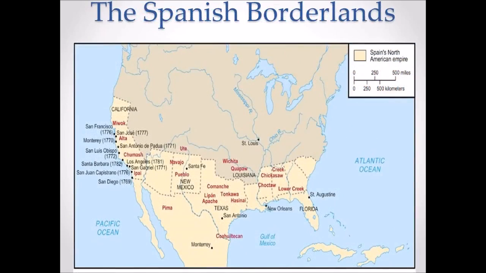This is perhaps a more precise map of what we're talking about here, of the Spanish borderlands in the southern United States in particular, and ultimately in northern Mexico. This map is showing you the extent of this Spanish range here in North America.